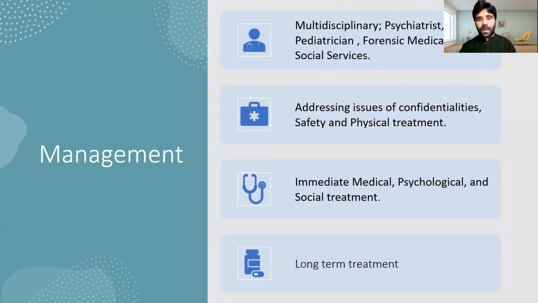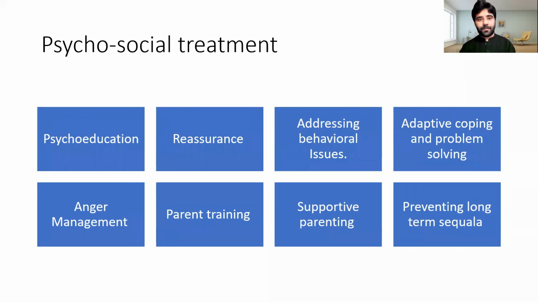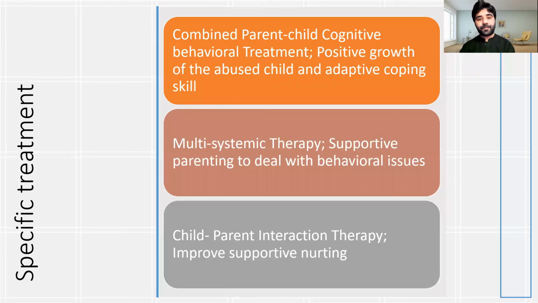First of all, we have to give the immediate medical, psychological, and social treatment. And we also have to give certain treatment which prevents long-term sequelae. The psychosocial treatment includes psychoeducation of the child and the parents, reassurance, addressing behavioral issues, adaptive coping and problem solving, anger management, parent training, and supportive parenting, preventing long-term sequelae.